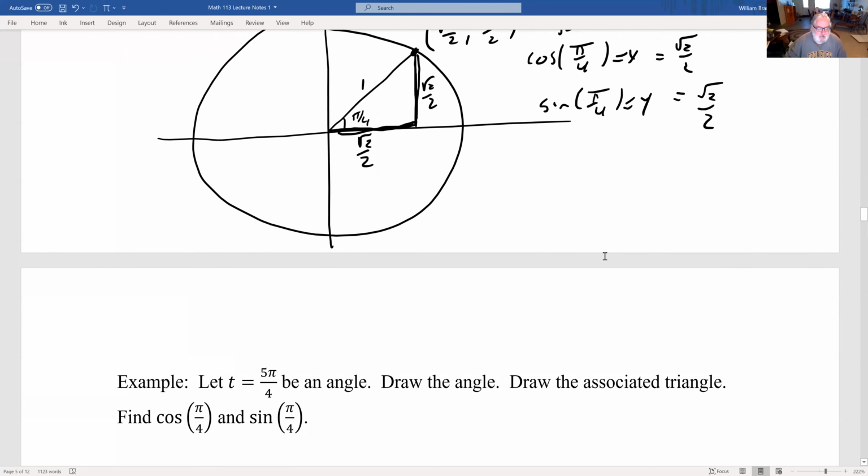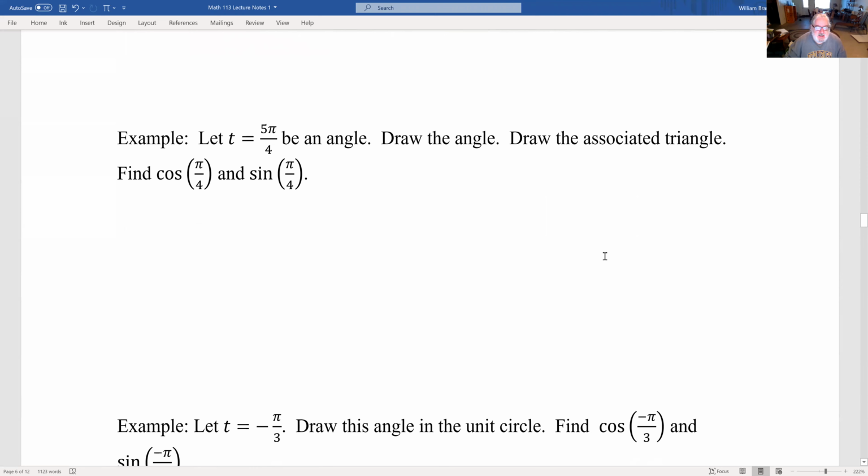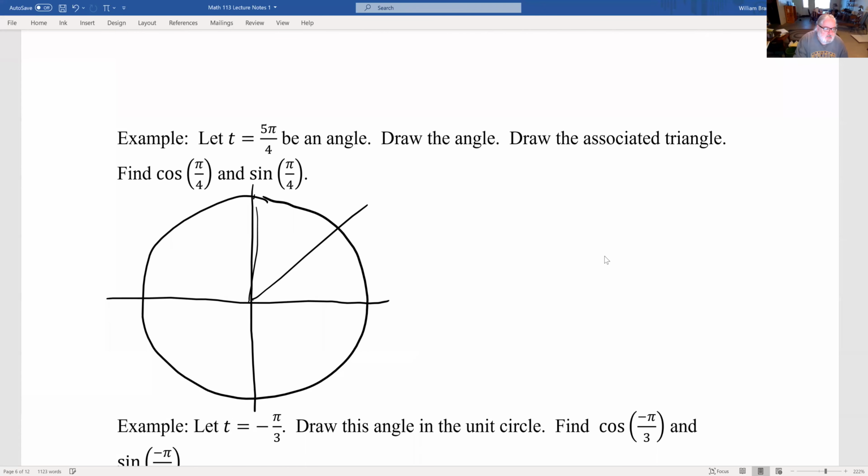Okay. What about 5 pi over 4? What angle is that? What's the triangle? What's its cosine and sine? So we'll draw a unit circle. X-axis, y-axis. How do we draw angles where the denominator is 4? Well, that means we want 1, 2, 3, 4 on the bottom, and then 1, 2, 3, 4 on the top. 5 pi over 4, 1, 2, 3, 4, 5. So this angle is 5 pi over 4. Great, and so the triangle we can build here is this one.